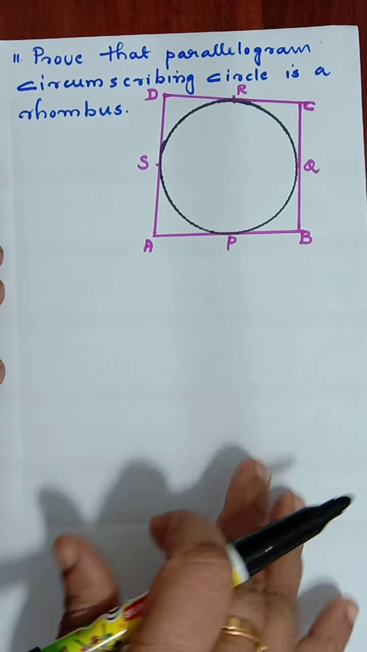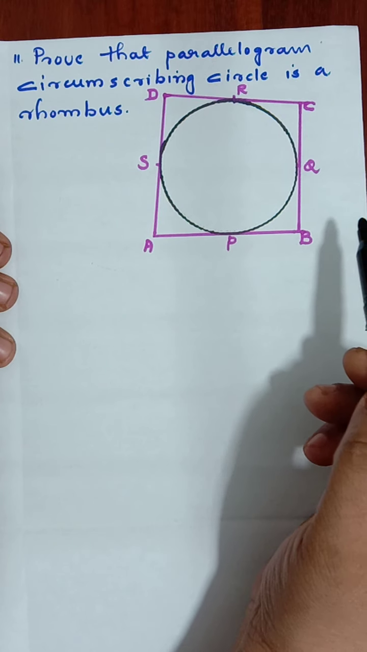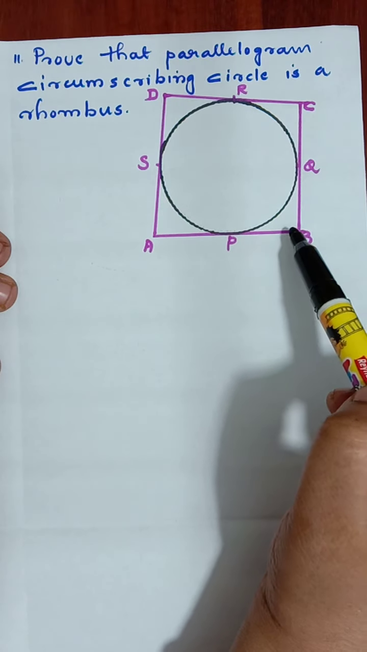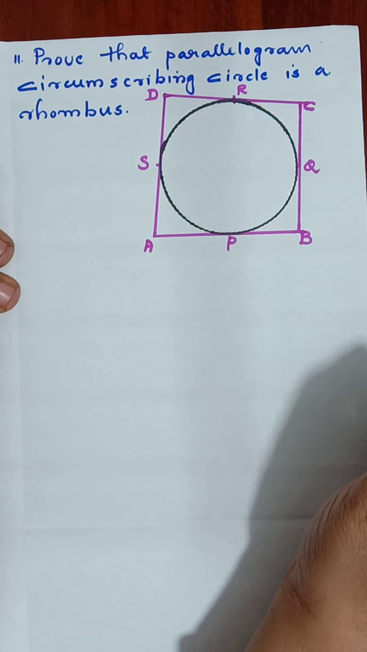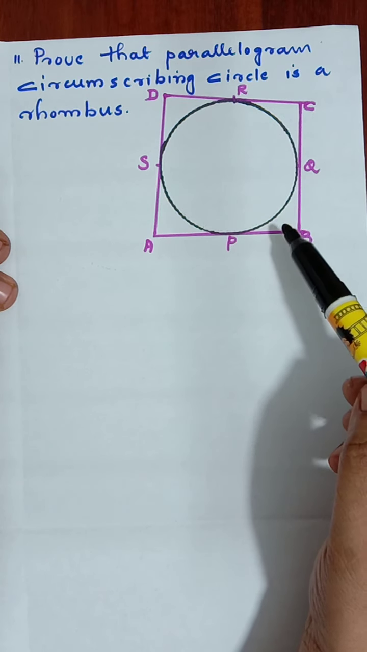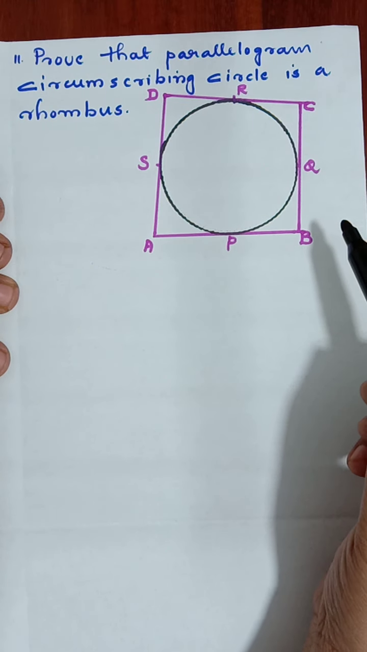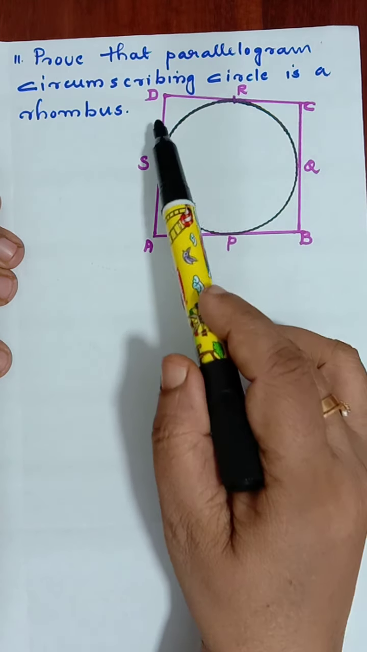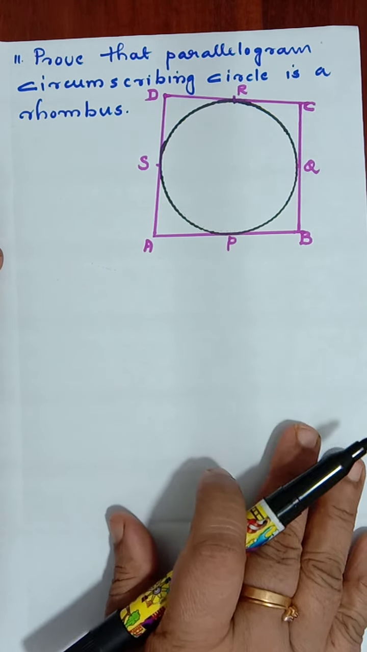Let us discuss this problem. Prove that a parallelogram circumscribing a circle is a rhombus. The figure is not available. ABCD is a parallelogram circumscribing a circle, and we must prove that it is a rhombus. First we have to understand what a parallelogram is and what a rhombus is. A parallelogram has opposite sides equal and parallel, whereas a rhombus is a parallelogram having all sides equal. That means here we have to prove AB equal to BC equal to CD equal to DA.